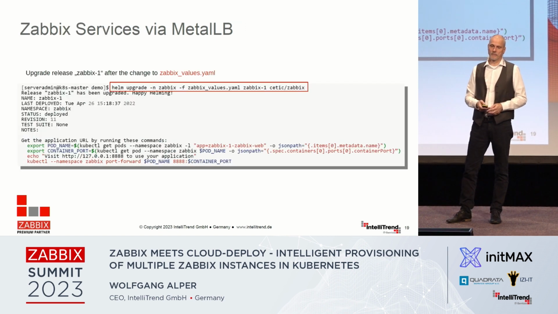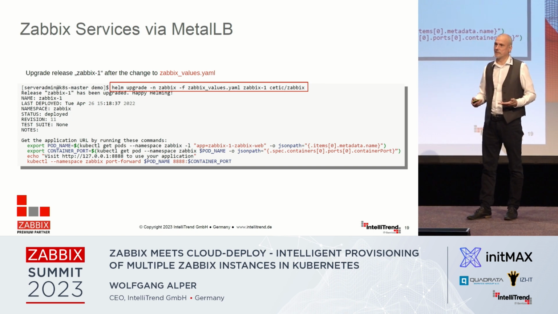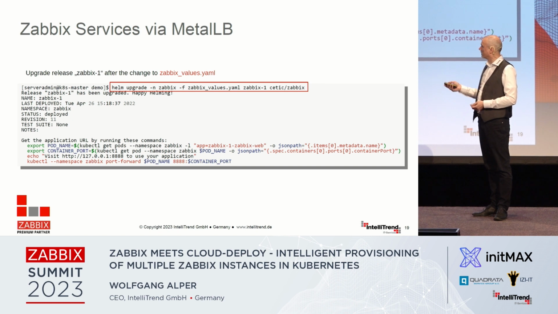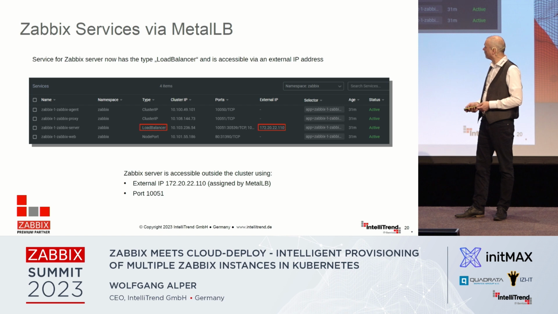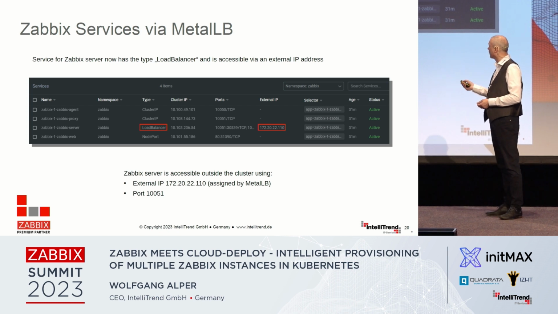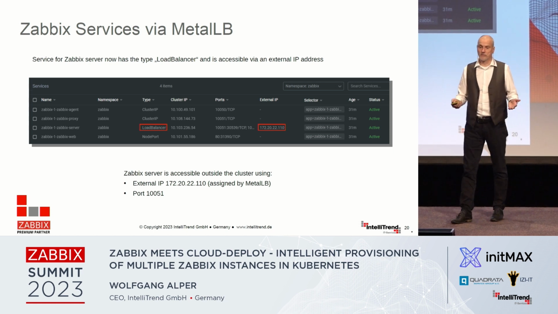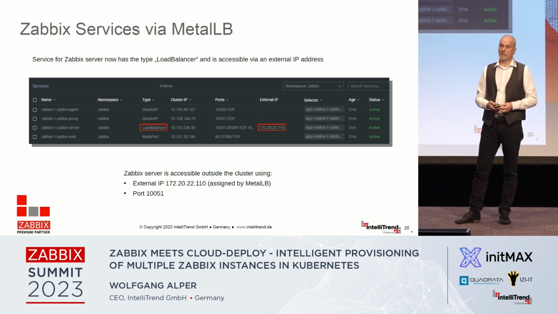After we upgrade the Zabbix deployment we already did previously, with the change to use MetalLB, we see in our overview an external IP address assigned. This is the external IP address assigned from MetalLB. So mission accomplished. We can access Zabbix now from outside the cluster.